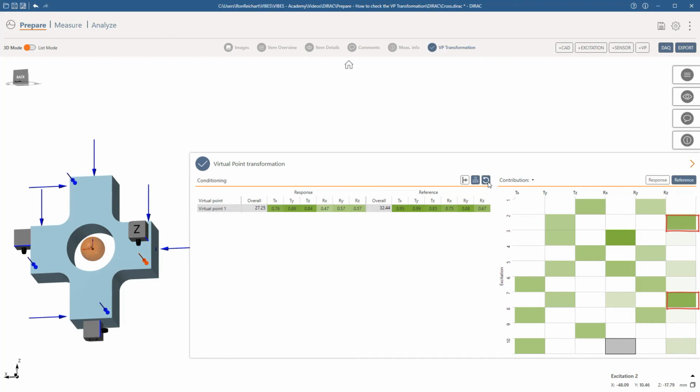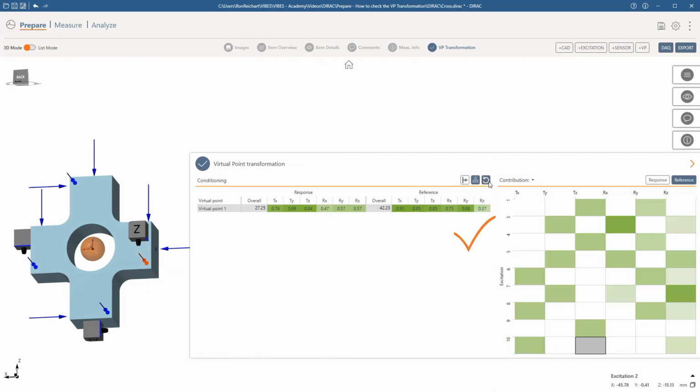Another important use case for the contribution matrix is to check the overdetermination for each degree of freedom of the VP. Without any overdetermination, an error in a single impact or sensor channel leads to bad quality of the VP FRF. A simple way to check it is by removing the VP assignment of an impact with high contribution and recalculate. If the conditionings are still good for the degree of freedom, you have enough overdetermination.